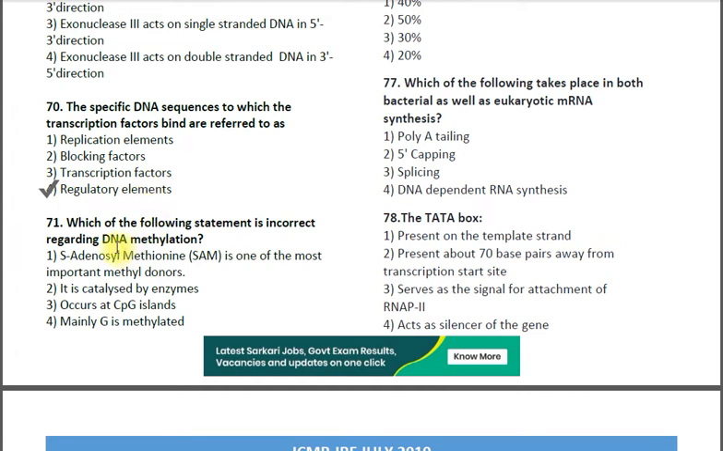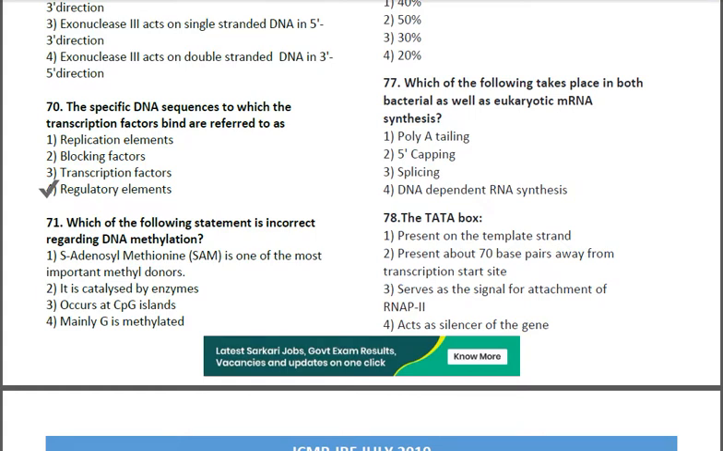Question number 71. Which of the following statement is incorrect regarding DNA methylation? Option 1, S-adenosylmethionine SAM is one of the most important methyl donors. Number 2 option, it is catalyzed by enzymes. Number 3, occurs at CpG islands. Number 4, mainly G is methylated. You have to tell this statement which is incorrect.